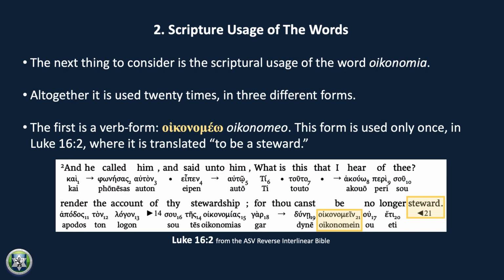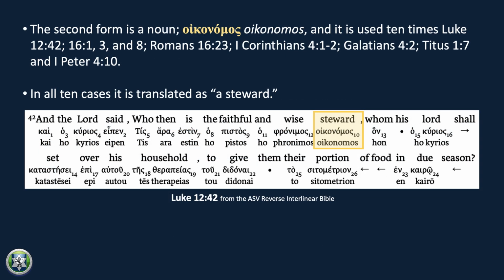Now, the second thing to notice is the scriptural usage of the words, and dealing specifically with the Greek word oikonomia. Altogether, the word is used 20 times in 3 different forms. The first is a verb form, oikonomero. This form is used only once in Luke 16, verse 2, where it is translated, quotation, to be a steward, end quotation. The second form is a noun, oikonomos.